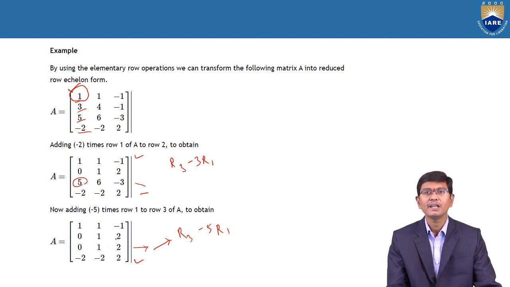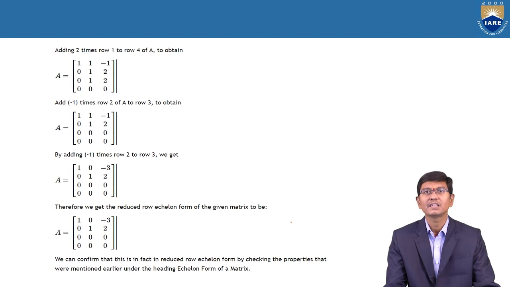And finally, with the help of R1, we change R4 to 0 using R4 plus 2 R1. By applying this condition, R1 has no change, R2 has no change, and R3 has no change. Only R4 is changed, with the help of the previous condition, to 0, 0, 0.